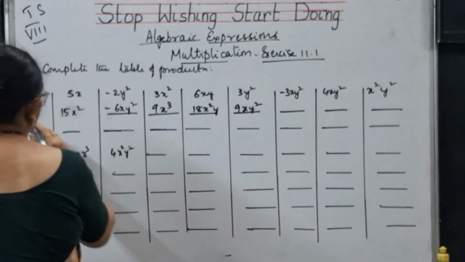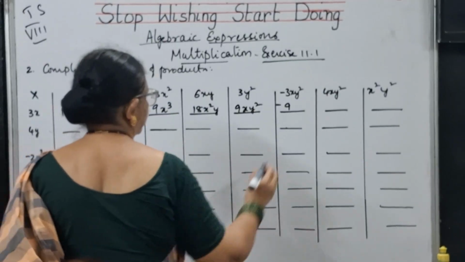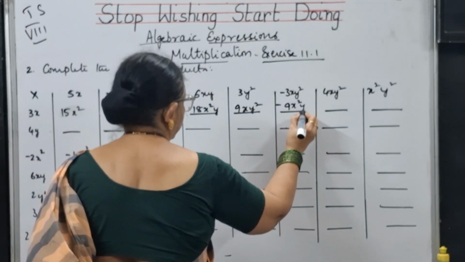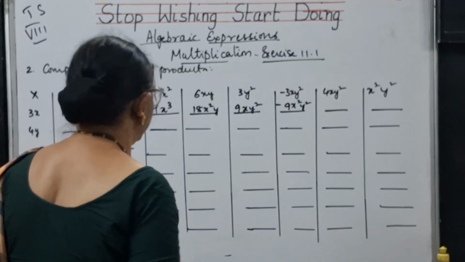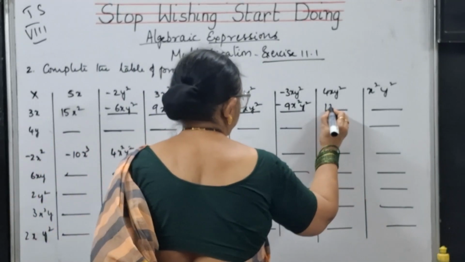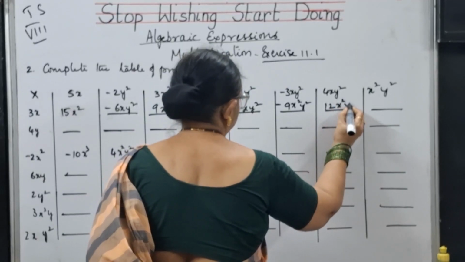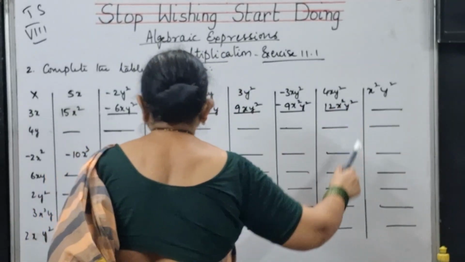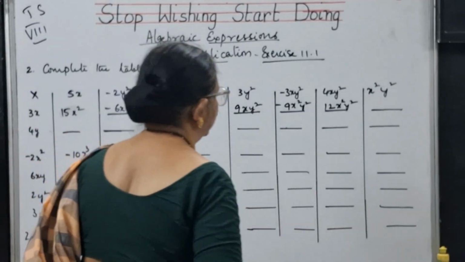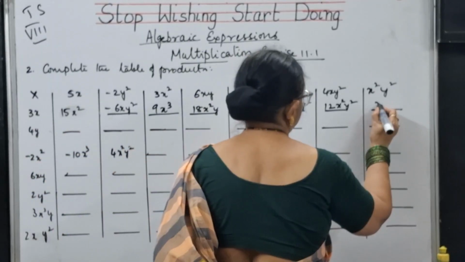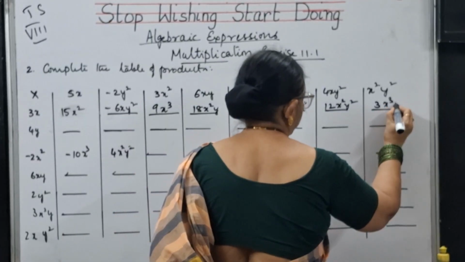Again, minus into plus, minus 3 3s are 9, x into x, x square, y square. Again, two positive signs, so 3 4s are 12, positive 12, x into x, x square, y square. Again, positive and positive, answer is positive only. 3, here there is no number, means 1, 3 1s are 3, x into x square, x cube, y square.